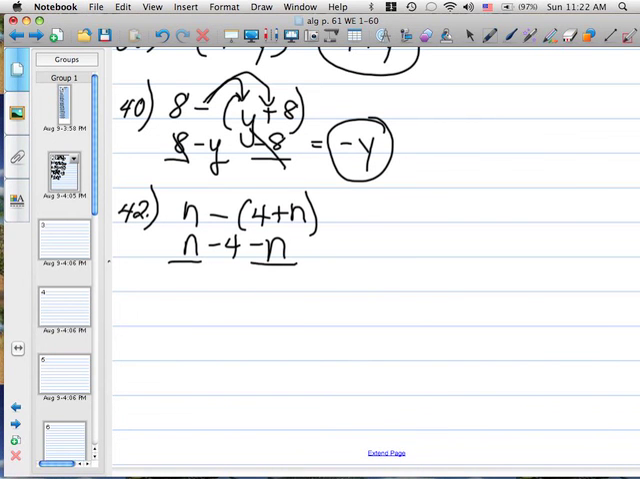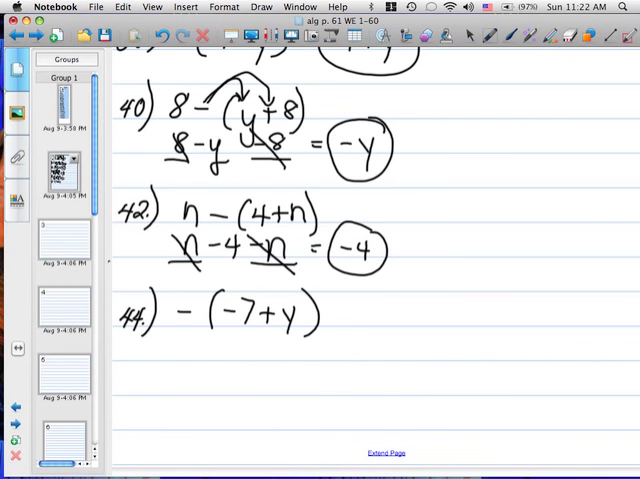Skip a line, number 40 says 8 minus the quantity y plus 8. So that's equal to 8. Distribute the minus sign, or the opposite. The opposite of y is the opposite of y. And a negative times a positive, or the opposite of a positive, is negative 8. The 8 and the negative 8 are opposites, so the answer is negative y, or the opposite of y.